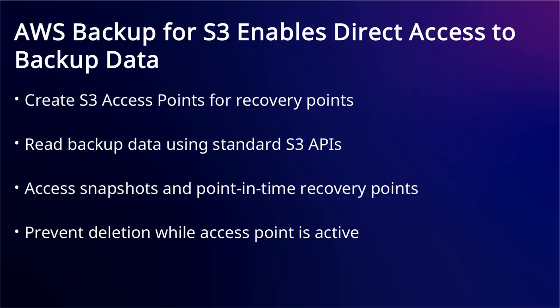You can create S3 access points for your recovery points and immediately read backup data using standard S3 operations like GetObject, HeadObject, and ListObjectsV2. This works with both snapshot and continuous point-in-time recovery points stored in standard or logically air-gapped vaults, including those shared across accounts through AWS Resource Access Manager or multi-party approval.